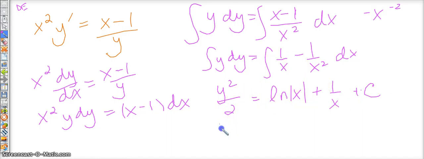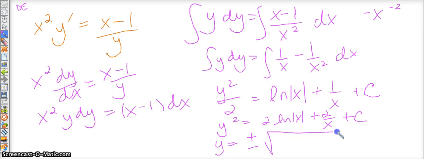Now, again, we're on the hunt for solving for y, so the first thing we're going to do is multiply everybody by 2. So I get y squared is equal to 2 ln absolute value of x plus 2 over x, and then 2 times a constant is still a constant. Now, to undo the y squared, we take the, you got it, square root, but be careful, it is plus or minus. This whole thing sits inside the radical, plus 2 over x plus c. And I hope you guys look at this and say to yourselves, there's no way x can equal 0 because of this and because of this, where x cannot equal 0.